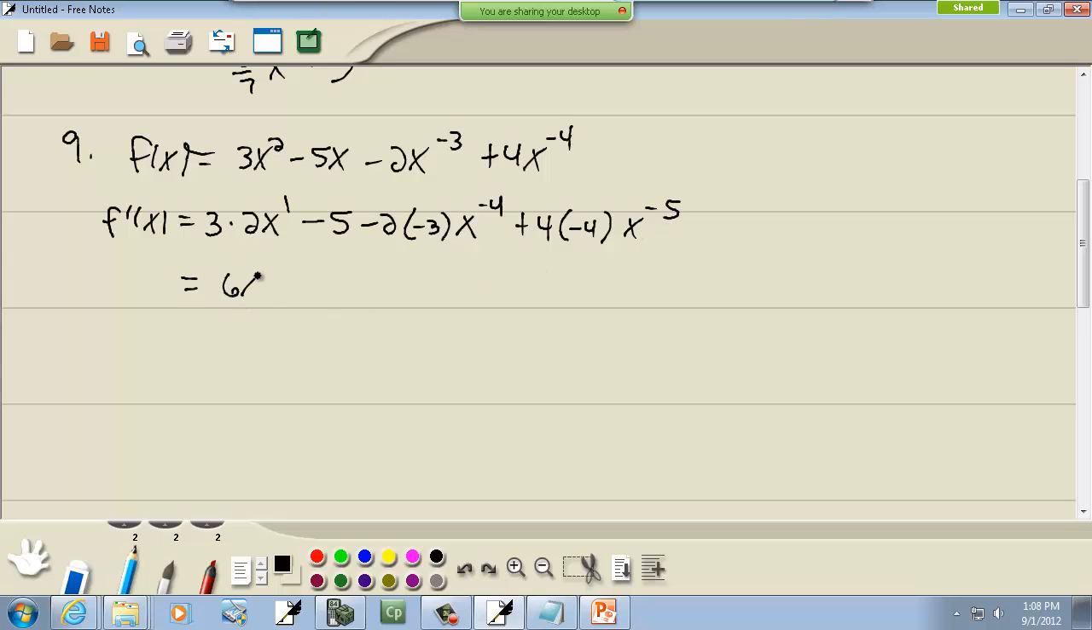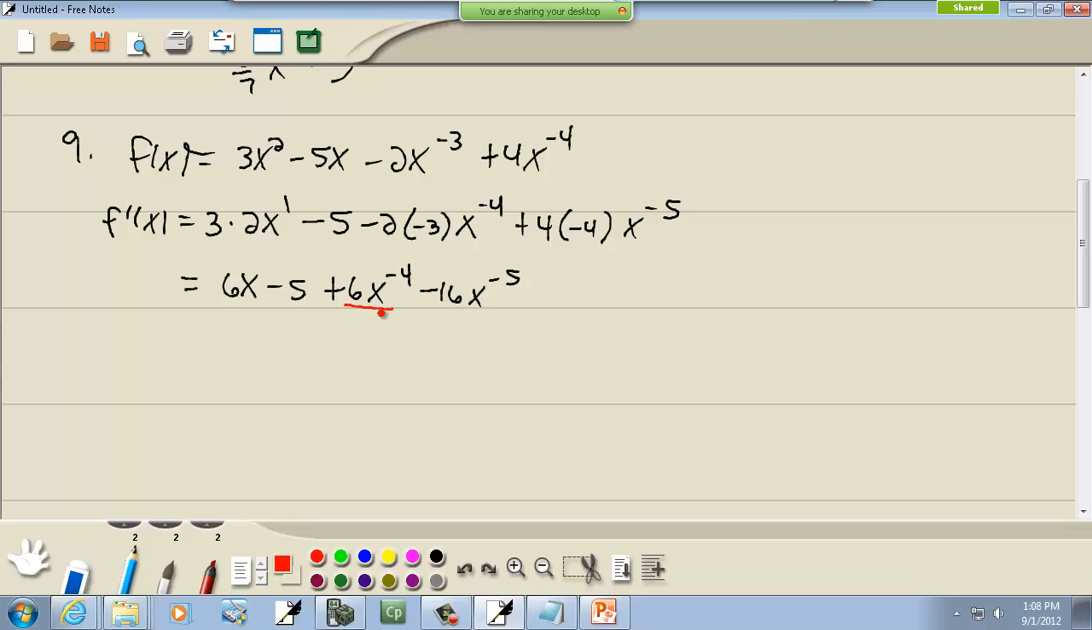Well, 3 times 2 is 6. We got 6x minus 5. Negative 2 times negative 3 is positive 6, x to the negative 4. Minus 16x to the negative 5.